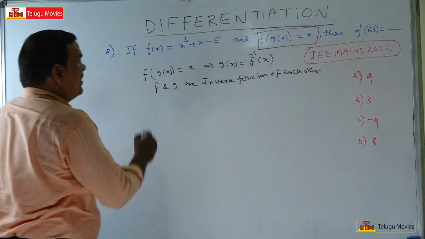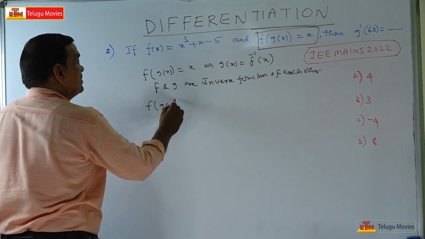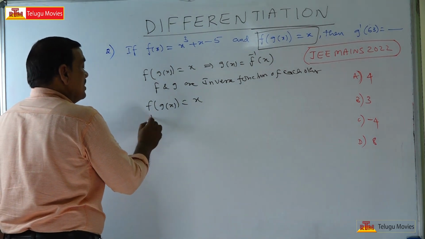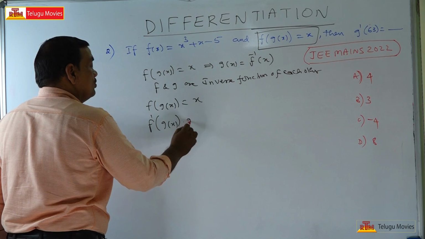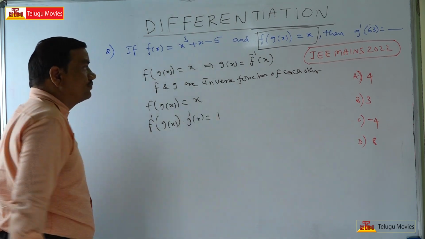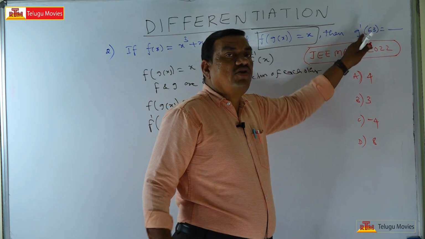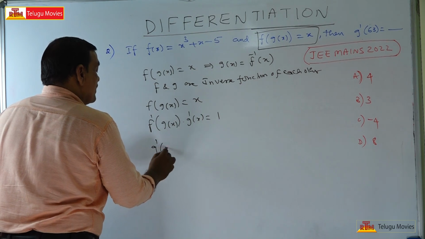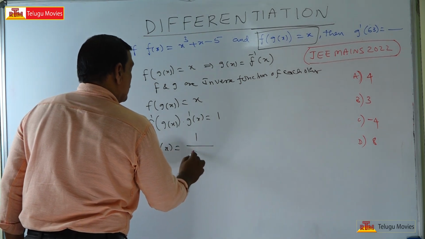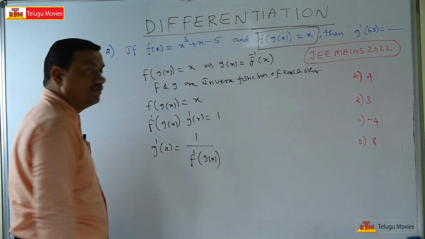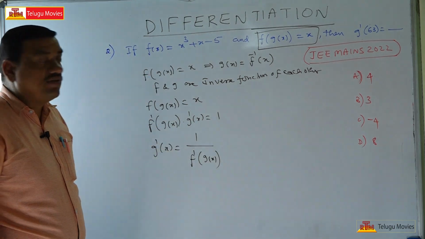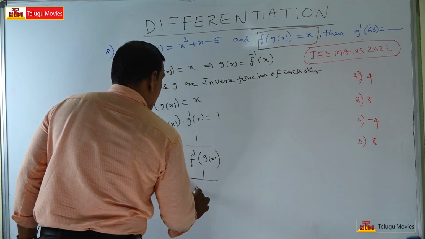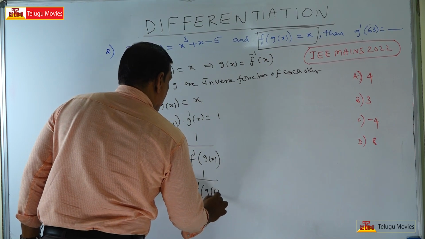First, what is the relation given? f of g of x is equal to x. Now, take differentiation on both sides, that is f dash of g of x into g dash of x is equal to 1. We want g dash of x. Of course, afterwards in place of x, I will substitute 63. So, g dash of x is equal to 1 by f dash of g of x. Now I want g dash of 63. That means g dash of 63 is equal to 1 by f dash of g of 63.